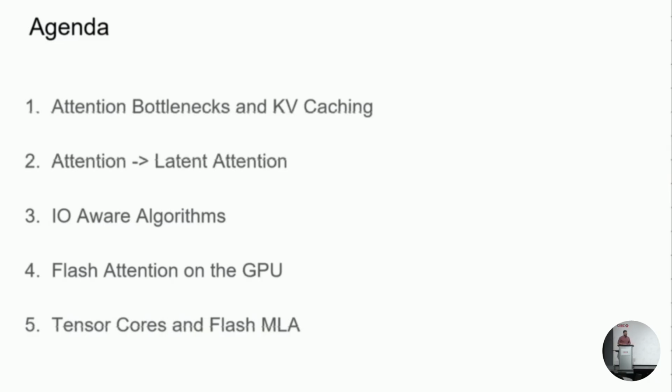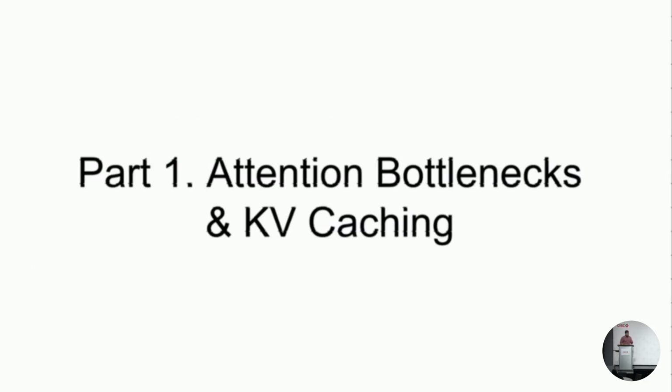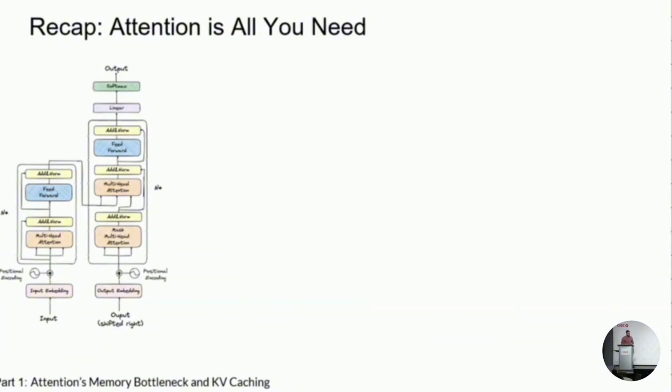Next, we'll talk about I/O-aware algorithms. So I/O-aware algorithms means they know about how the hardware and GPUs is organized, and they utilize that in their implementation. Then we'll talk about an I/O-aware algorithm on GPUs, flash attention, which was the first to really speed up the attention implementation on GPUs. And then lastly, we will talk about FlashMLA, which is what we are here for. So let's start with attention.